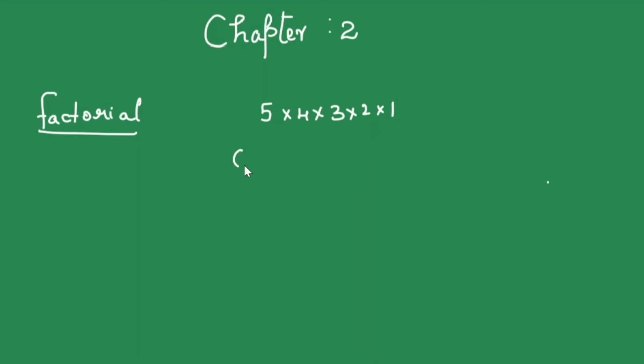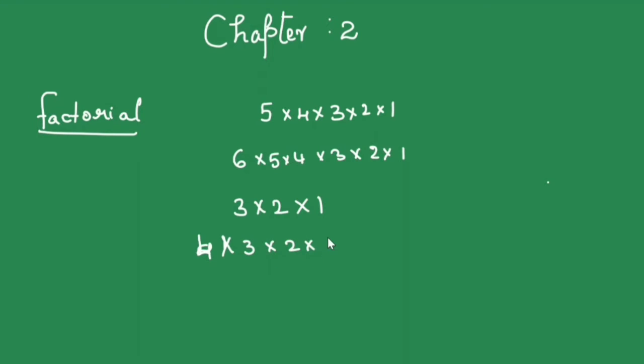If I ask you 6 factorial, you start from 6 into 5 into 4 into 3 into 2 into 1. This is called 6 factorial. If it is 3 factorial, what do you write? 3 into 2 into 1. 4 factorial? 4 into 3 into 2 into 1. So this is called the factorial.